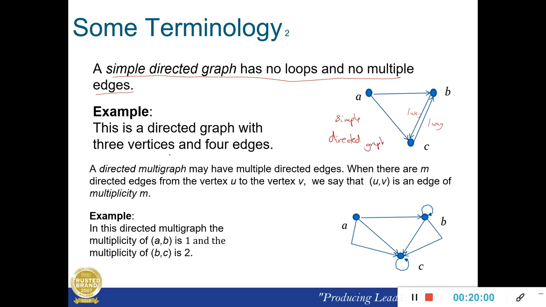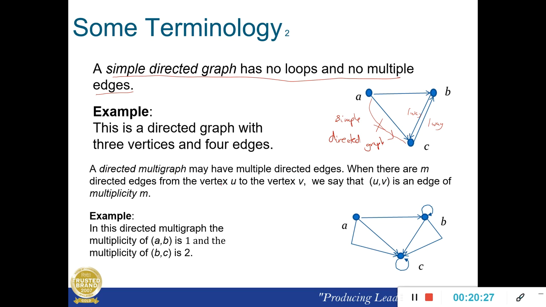This is a directed graph with three vertices and four edges: A, B, A and C. Let's say you add another A and C. This will not be a simple directed graph anymore. Simple directed graph means one edge for each pair of vertices, okay? One edge. A directed multigraph may have multiple directed edges.